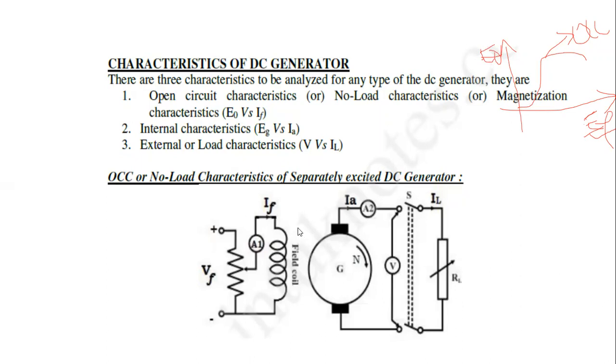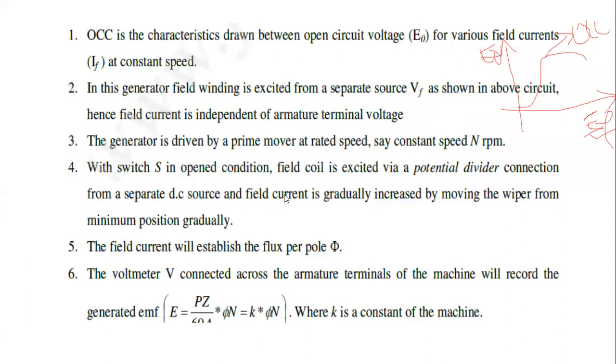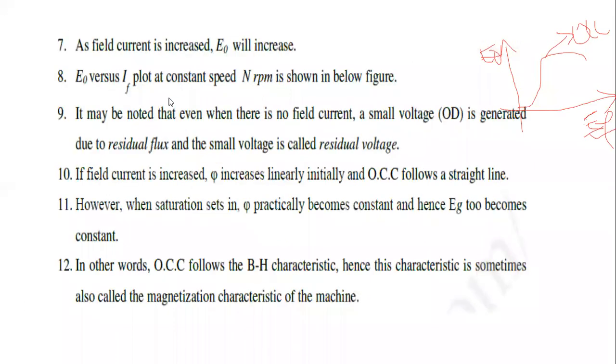Then note down the values of IF and E0 at various steps, and plot the graph of E0 versus IF. This graph shows the OCC characteristics. In other words, the OCC follows the BH characteristics. Hence, this characteristic is sometimes called the magnetization characteristics.